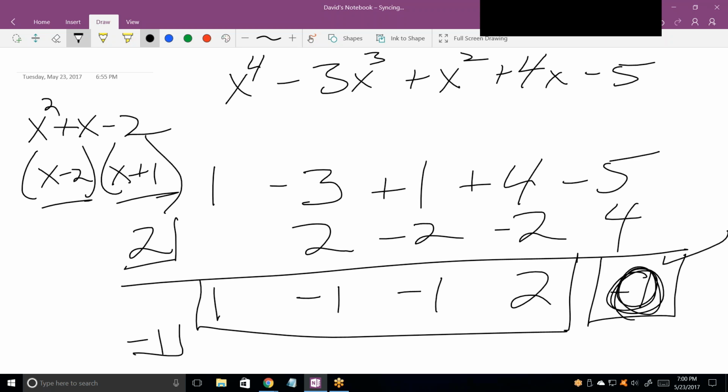If my life depended on it, I'd go back and do long division on it. Because I know for sure long division is valid. Synthetic division sometimes works good, sometimes works a little funky. Okay?